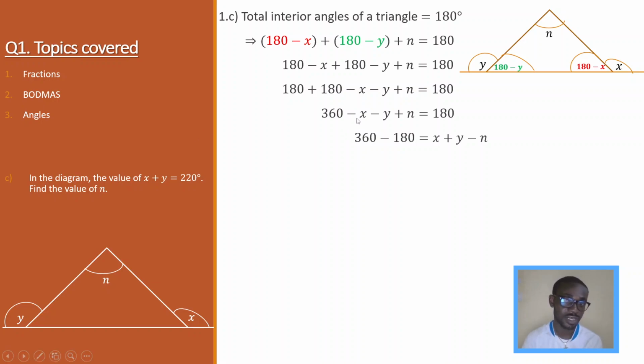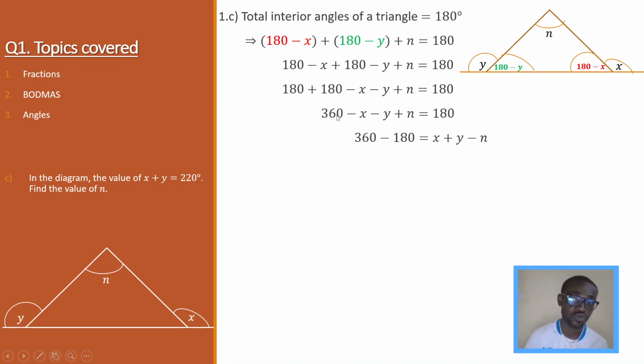Now look at the variables. X was negative here. That is, we have negative x here. When it crosses the equal to sign, it becomes positive. Y was also negative here. So when it also crosses the equal to sign, it also has to be what? Positive. And then we have n. N was positive here. So when it crosses the equal to sign, n will become what? Negative. So when you are doing that, you have to be careful.